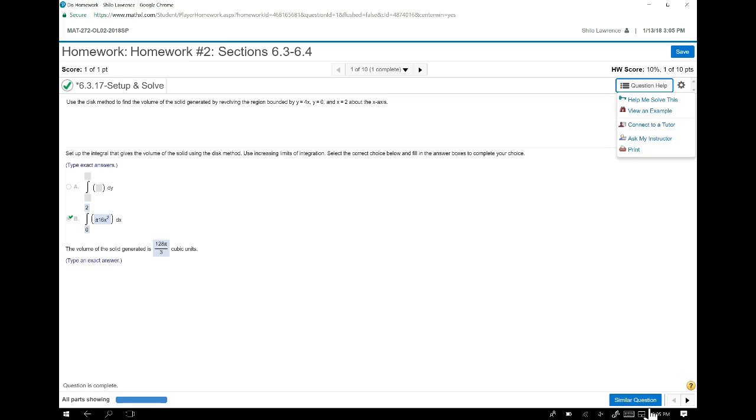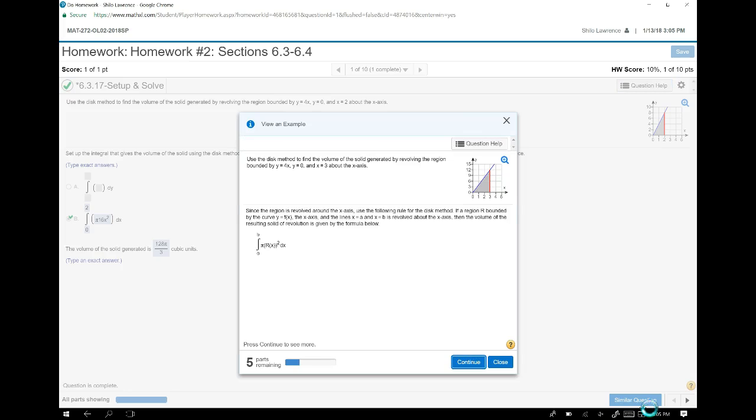A better option, if you're not sure, is to do view an example. The view an example is just going to work out a very similar problem. Notice this similar problem, all they changed was instead of going to x equals 2, it goes to x equals 3. Everything else is exactly the same. So you can kind of look and see what they're doing with this really similar problem and then use that to help you with your problem.